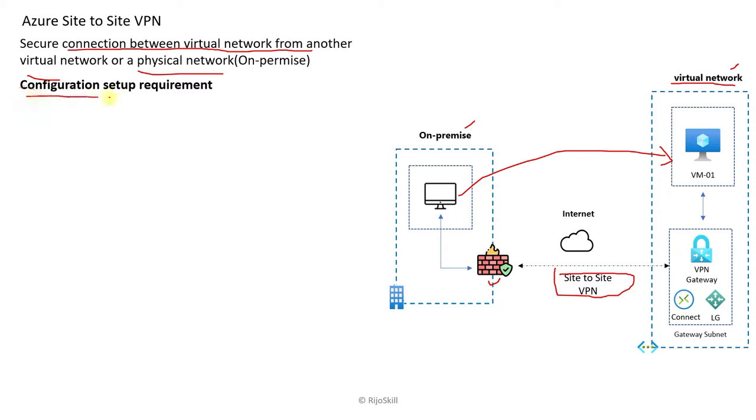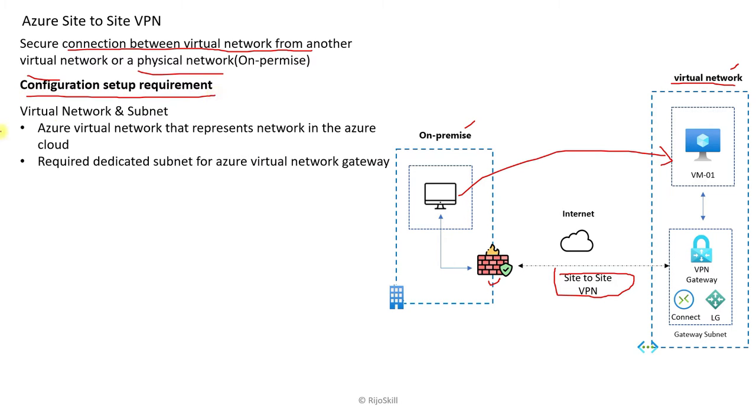What are the configuration step requirements? First, you can see the virtual network and subnet. Here you can see this is your virtual network. You need the virtual network and also you need the subnet. You can see one subnet here and another subnet here. The Azure Virtual Network represents the network in the Azure cloud and requires a dedicated subnet for the Azure Virtual Network Gateway. You can see here your VPN gateway, the Virtual Network Gateway, and the gateway subnet. So you can see the dedicated gateway subnet.